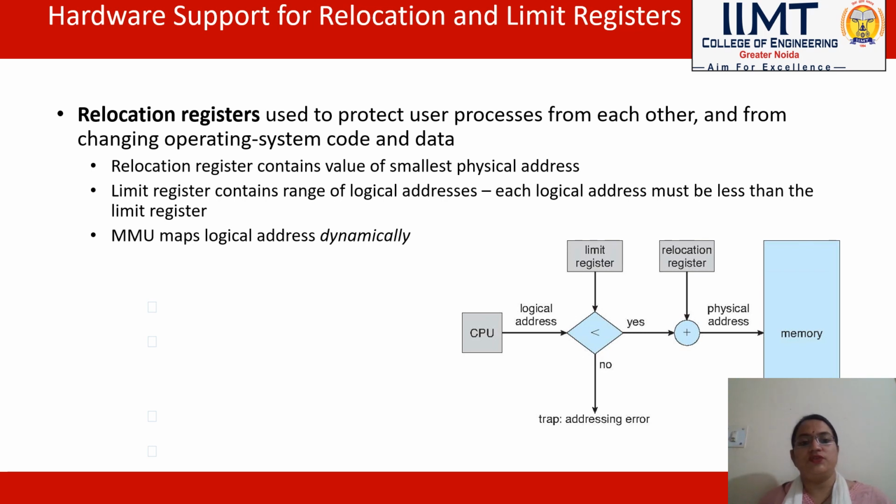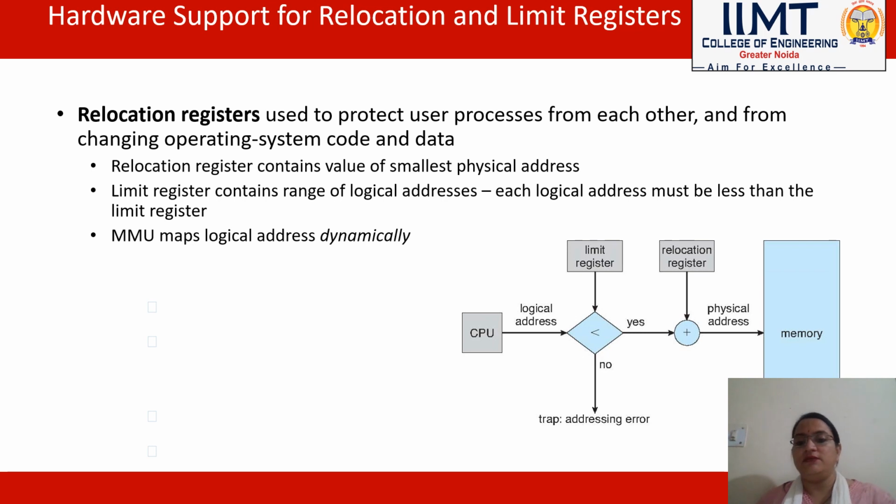The relocation register is also called the base register. The relocation register contains the value of the smallest physical address. The limit register contains the range of logical addresses. Each logical address must be less than the limit register. The memory management unit maps logical addresses dynamically.